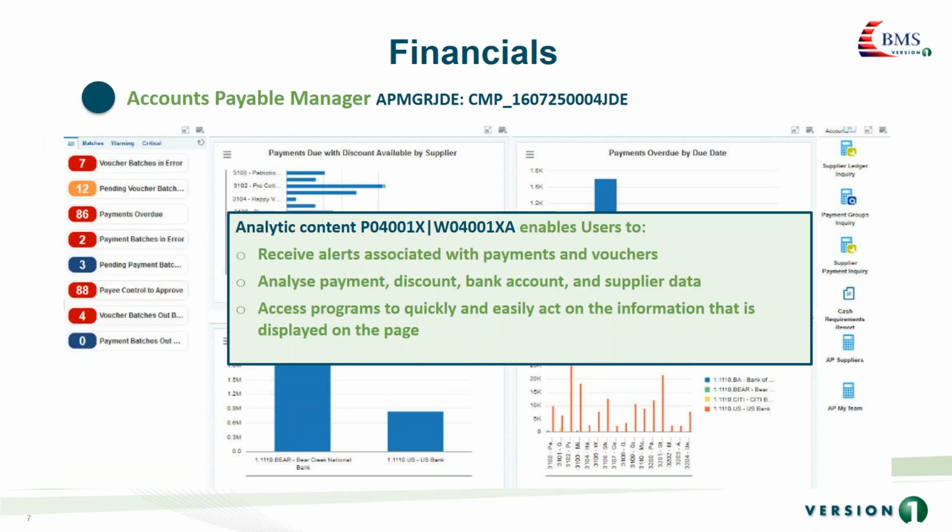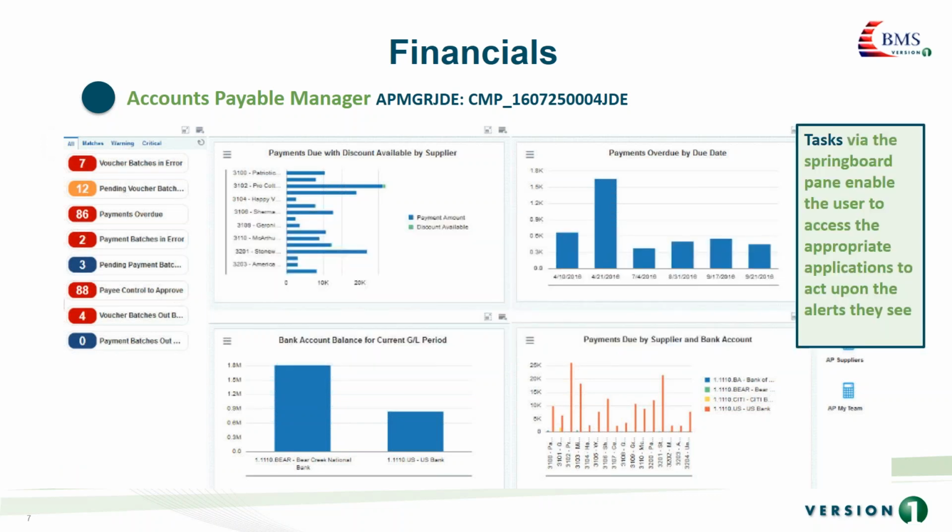The Analyze part of the form is shown in the center, where analytic content is represented in graphical format to enable users to easily analyze the information that's critical to their job role. Some of these analytic components enable drill down. And the Act part of the form is shown on the right as tasks, which are presented on a springboard pane to provide easy access to the programs and pages users need to be able to quickly act upon.